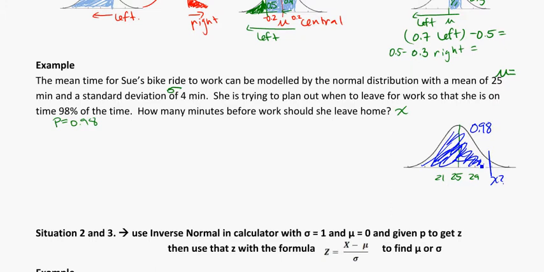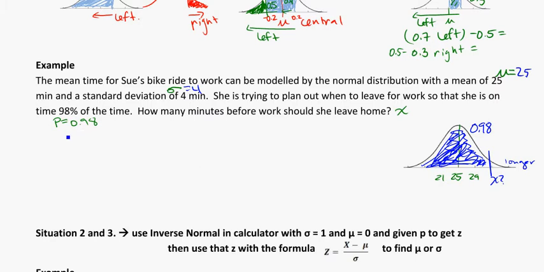So I know I'm looking for the smaller end of this, because if her bike ride takes longer, for instance this region out here, this is longer, then I would imagine she'd arrive late to work. So we're looking for this range here where maybe she'll arrive early, because normally it'll take her 25 minutes, but sometimes it takes her a little bit longer. So normally she'll arrive a little bit early or on time, and 98% of the time she will not be late. Okay, so we've got our mu is 25, our sigma is 4, and our probability is 0.98.